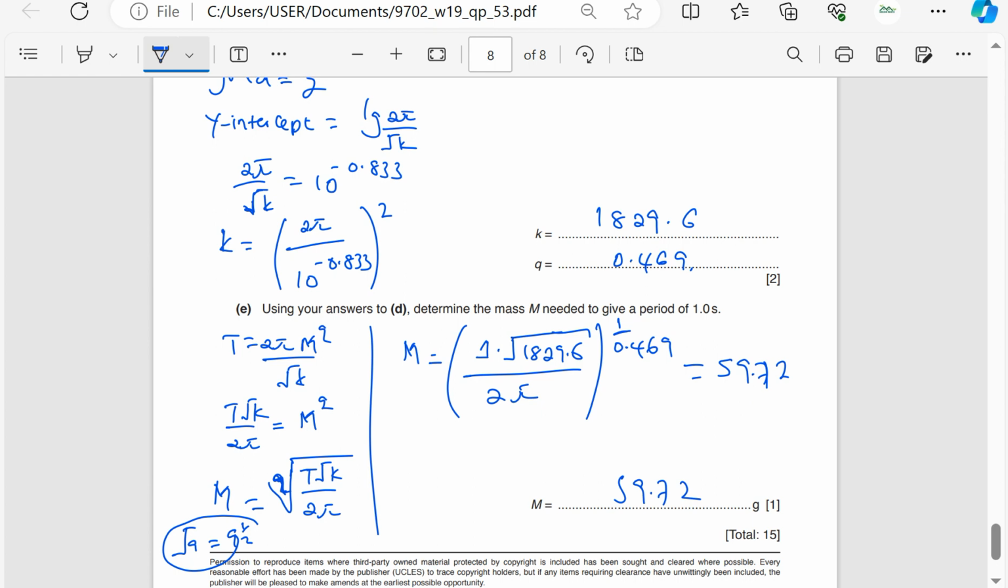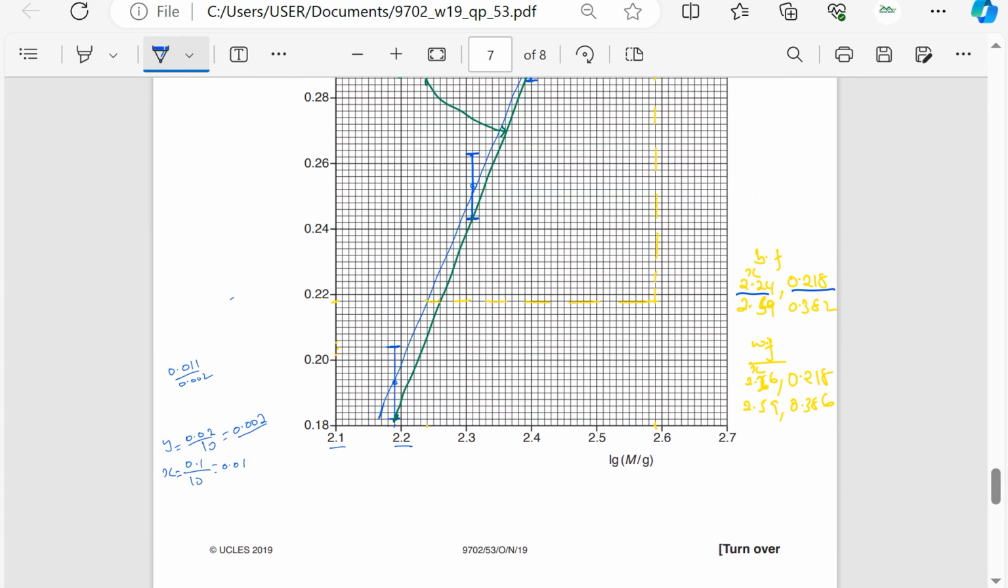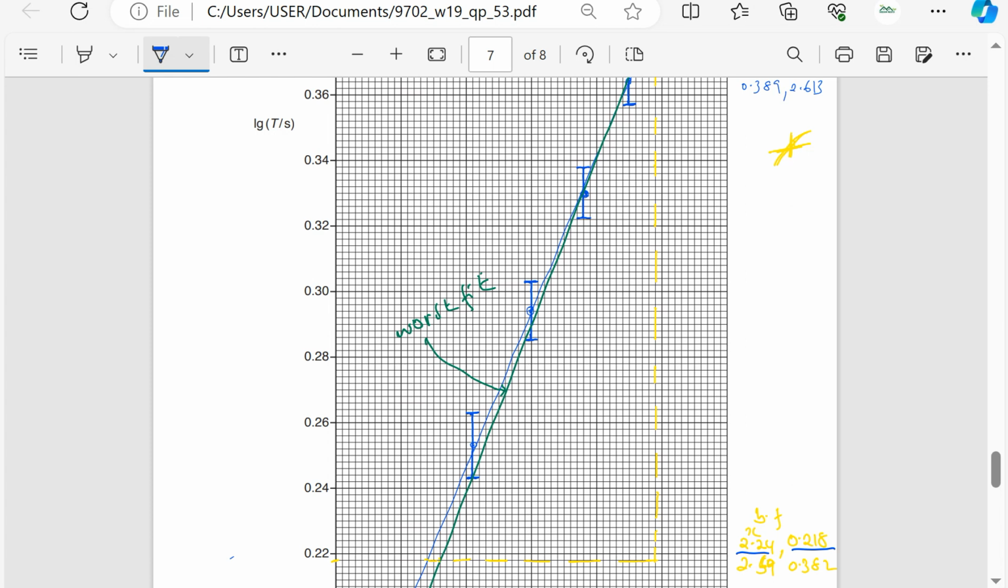Okay, I think I've tried my level best, although it took a lot of time. It's because of the graph. Plotting on a computer is not easy, but I've tried my level best.